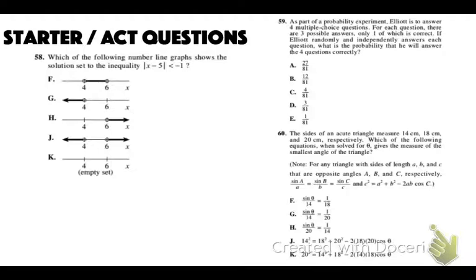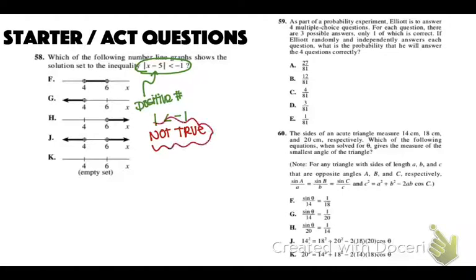So this one, we want to know which of the following number line graphs shows the solution set for this inequality: the absolute value of x is less than -1. Well, the definition of absolute value tells us that we are going to get a positive number out of this, right? If we get any positive number, let's just say we get a 1, is 1 less than -1? And will this be true for any of them? The answer is no, this is not true. So since this is not true, that means that this is the empty set.